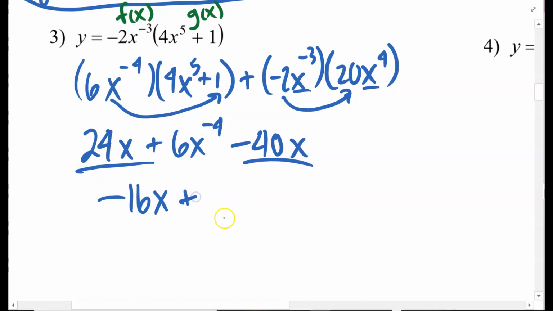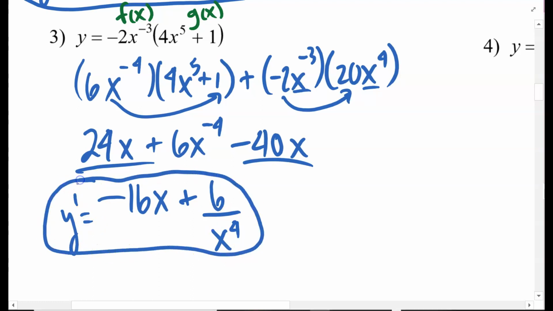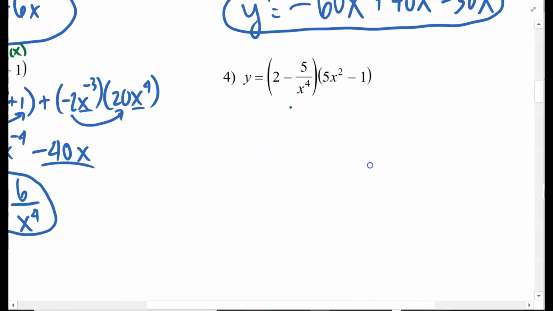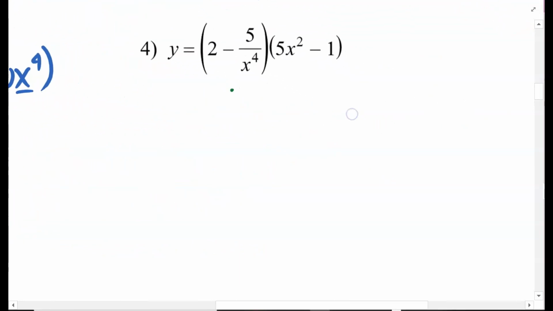And because we don't want any negative exponents, we're going to write this as 6 over x to the fourth. So just like we did in the power rule videos and assignments. Okay? All right. Next example and last example.